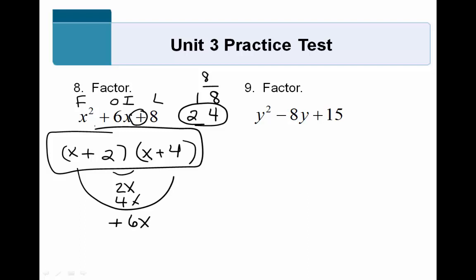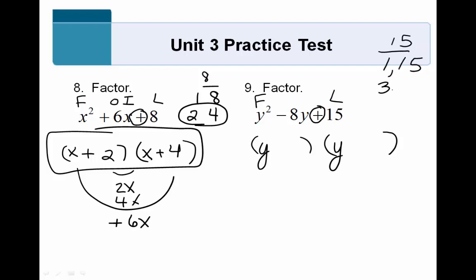y squared minus 8y plus 15, both of my signs will be the same once again because that's positive. Notice these two trinomials have a leading coefficient of 1. This was section 3.3. y multiplied by y is y squared. Now I will look at my L, when I multiplied last times last, that's my 15. Factors of 15: 1 and 15, or 3 and 5. I'm looking for the two that will give me a negative 8, and that would be 3 and 5.